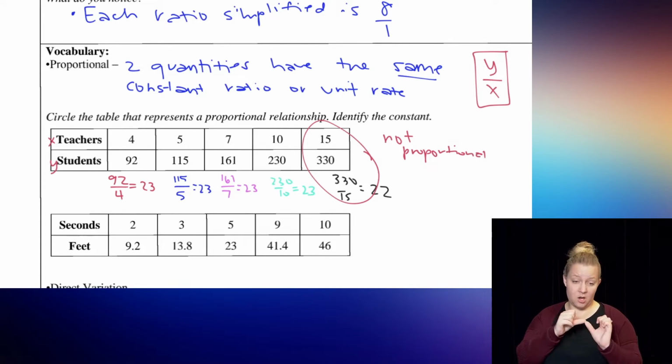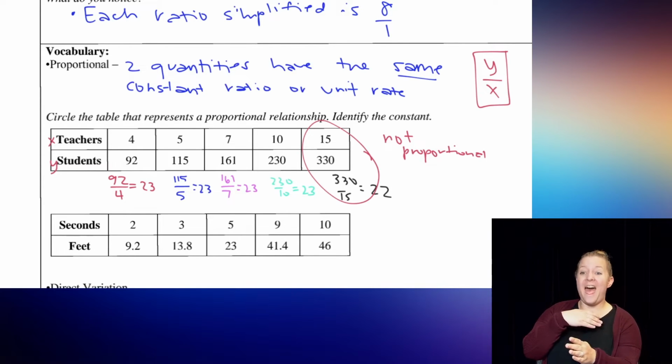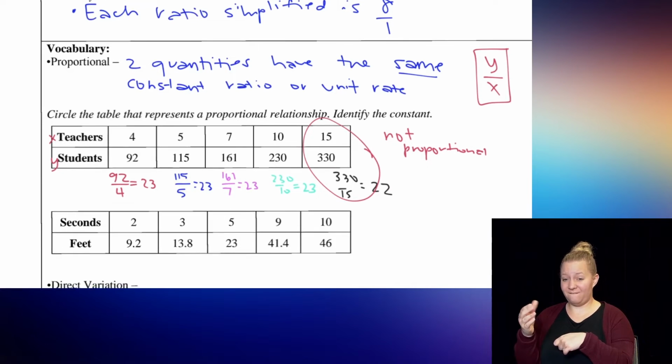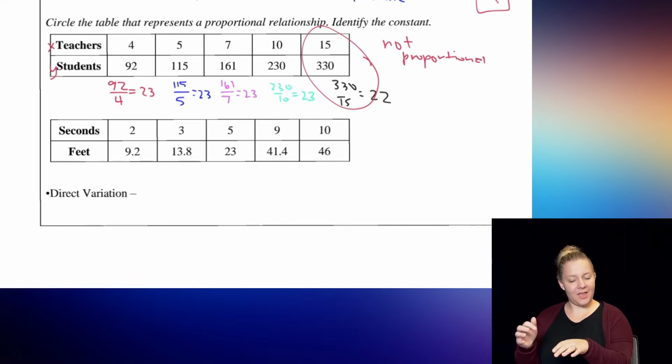Sure, it was constant across the board until that last ordered pair, or that last set of values, 15 comma 330. When I divided those two things out, I did get a different number. So same idea with this one.